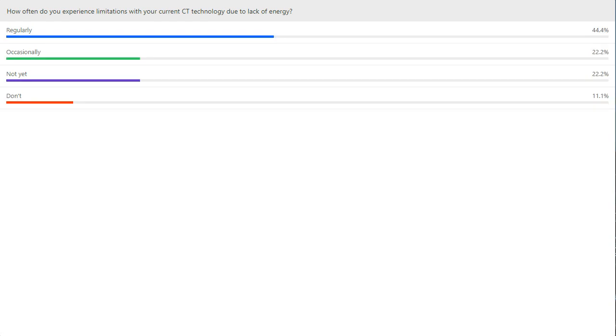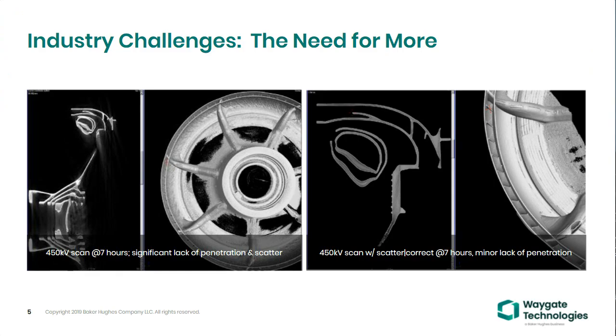All right, so regularly. A lot of you are seeing this problem on a regular basis, and it's something you deal with frequently. That's what we're seeing: a lot of people are starting to come into this, seeing it frequently, or it's becoming a problem.